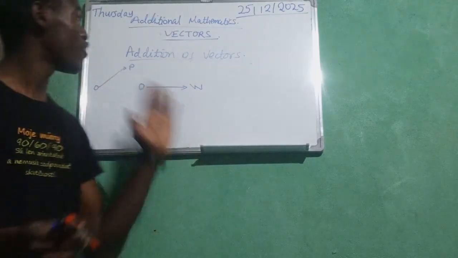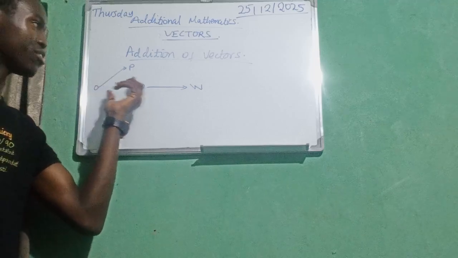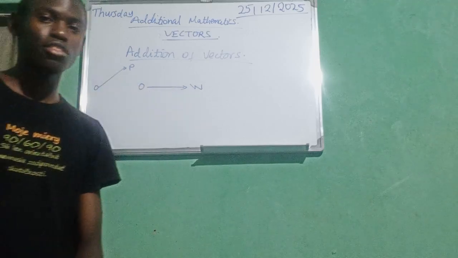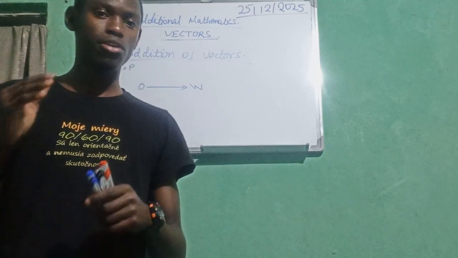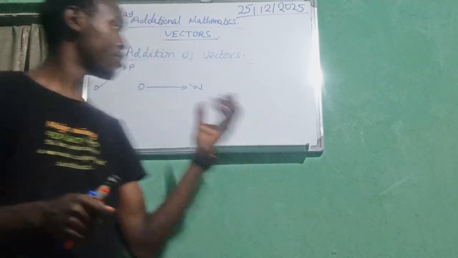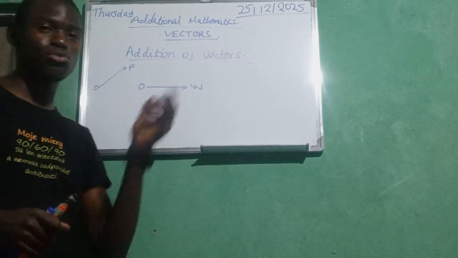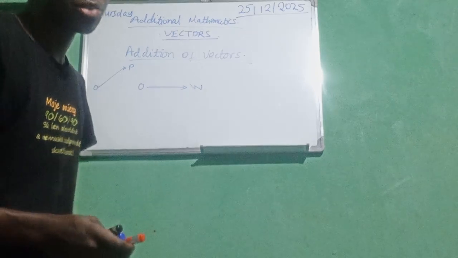Now we continue on addition of vectors. So we have the vector OP and the vector OW. In the prior video we explained the parallelogram rule, which is where you make a parallelogram. Now here we're going to do the head to tail method. The head to tail or the tip to tail is the same thing.